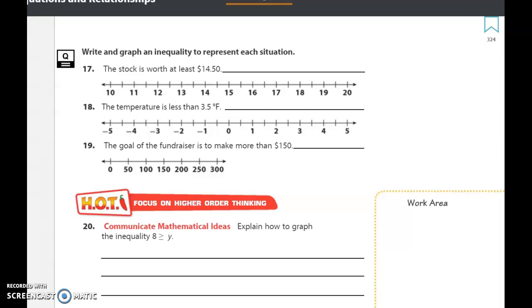Okay, everyone, we are on page 324. At the top of the page, it says, write and graph an inequality to represent each situation. Number 17. I bet you could do 17, 18, and 19 on your own. Please pause the video, try them, and then play the video and see if you did them right.